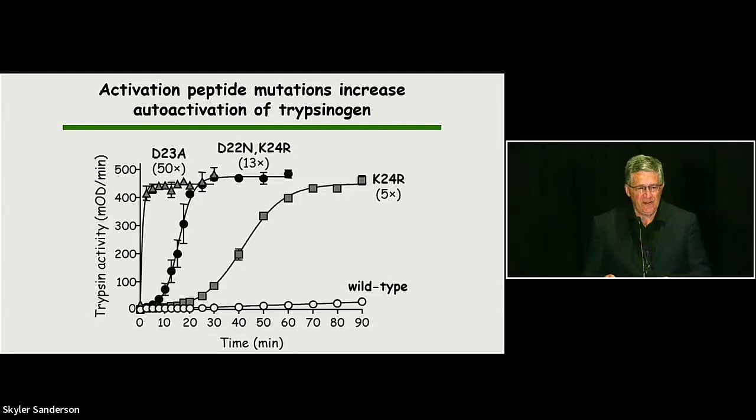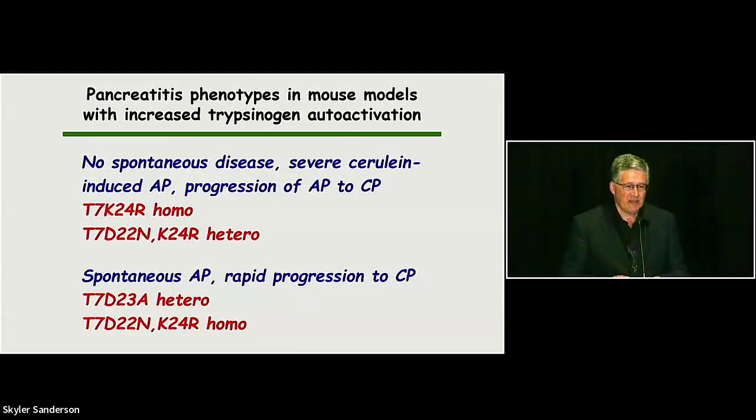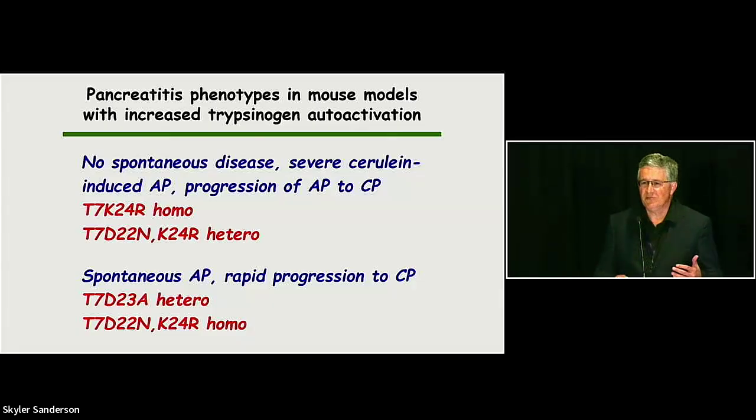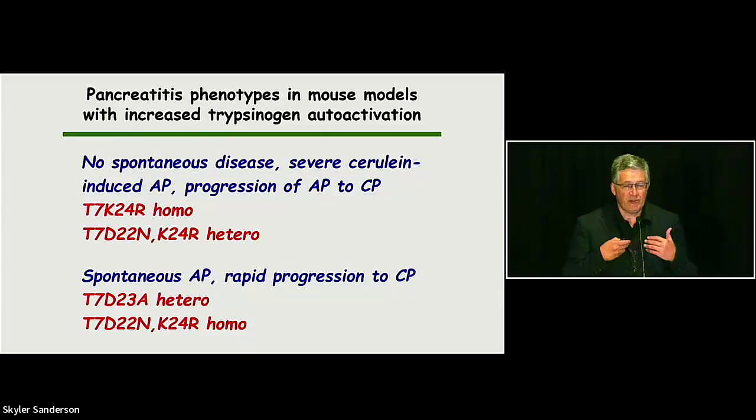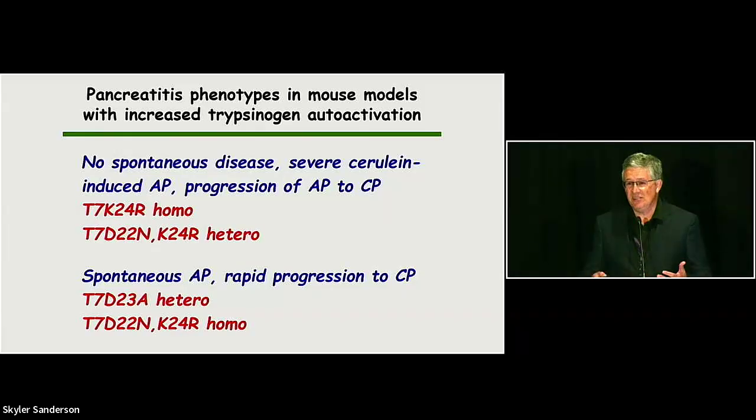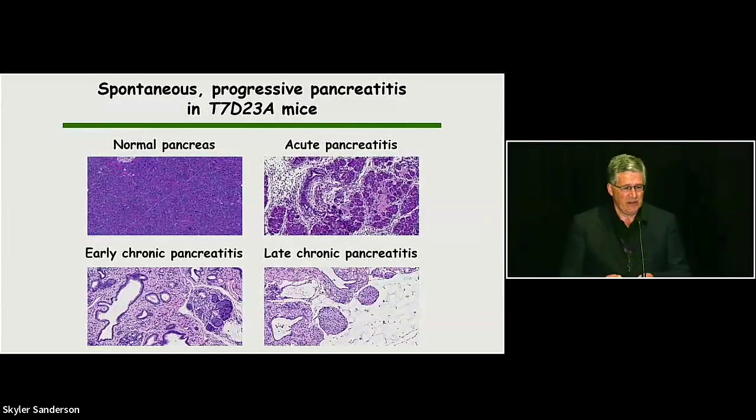And then you get 2 types of phenotypes with these mice. With lower trypsin activation, you get no spontaneous disease, but you get much more severe cerulein-induced acute pancreatitis, and you get progression from AP to chronic pancreatitis. And if you have more trypsin activation, you get spontaneous disease in the mice, starting with AP and a rapid progression to chronic pancreatitis. I listed some of the models. Again, these models are available to anyone who's interested in using them in their research. Just to show you a quick example.